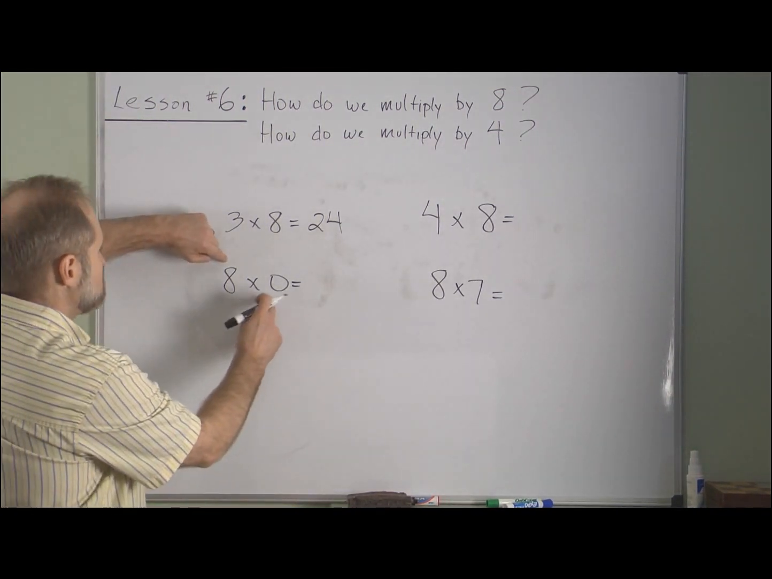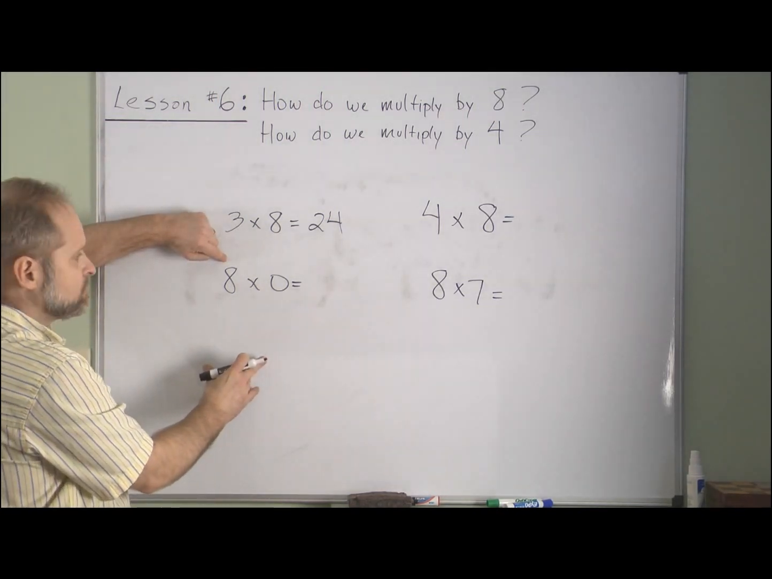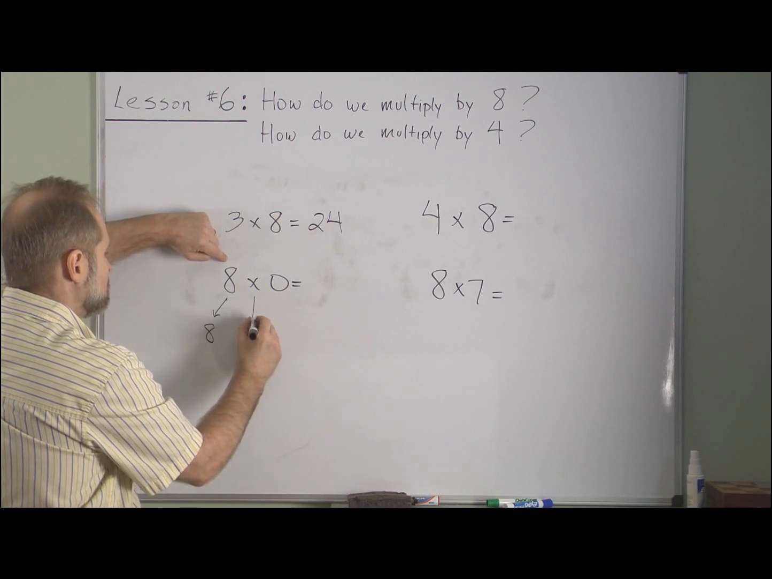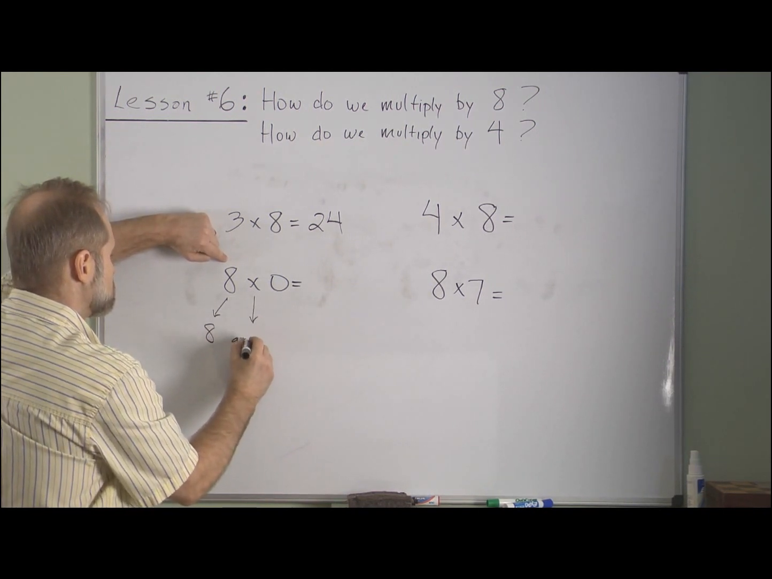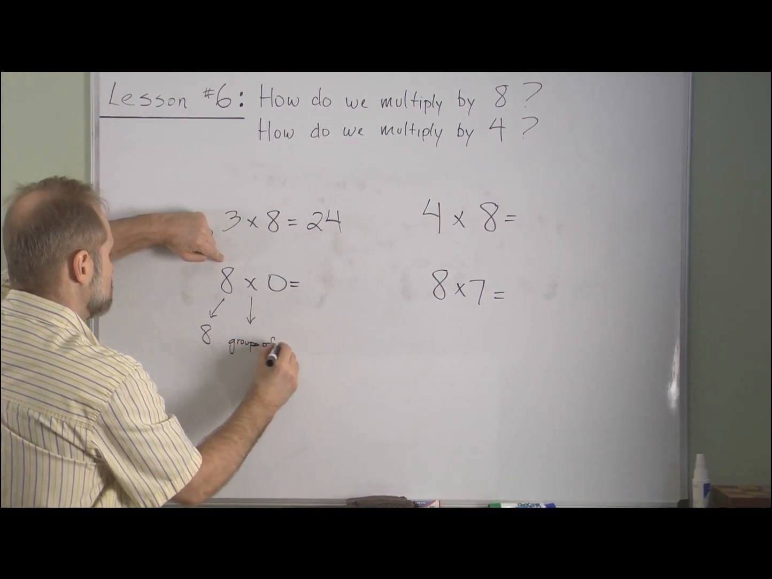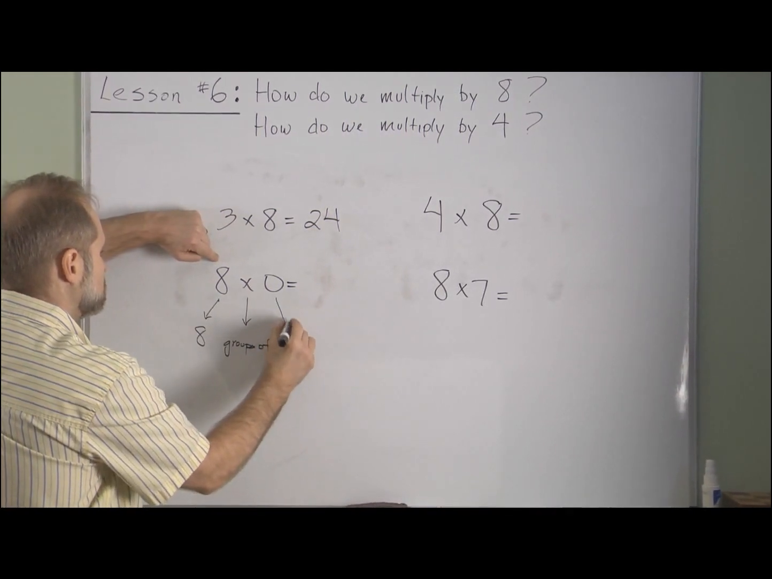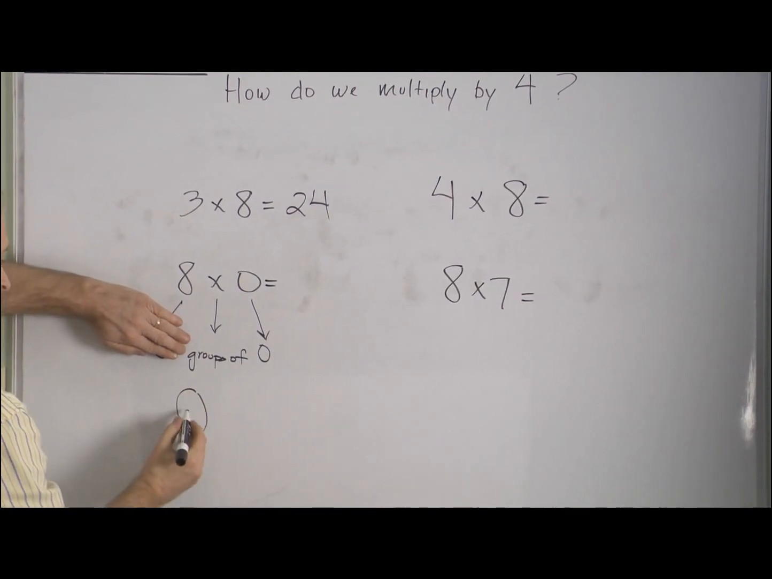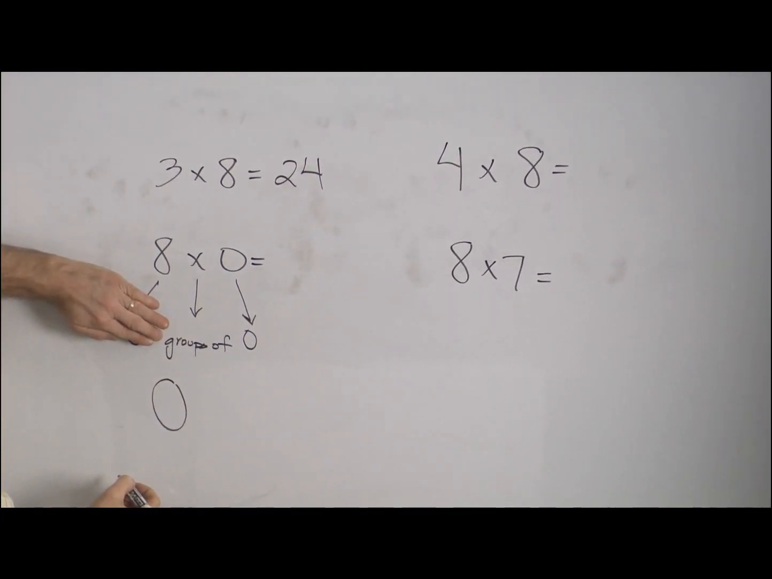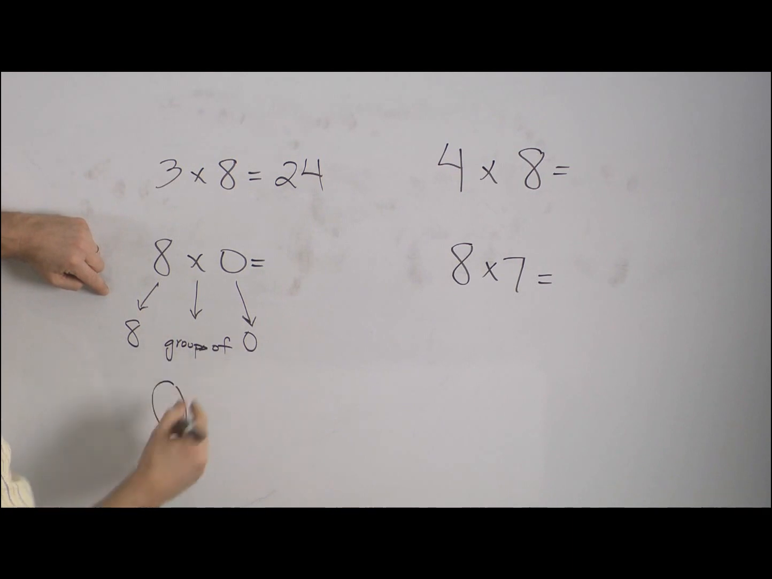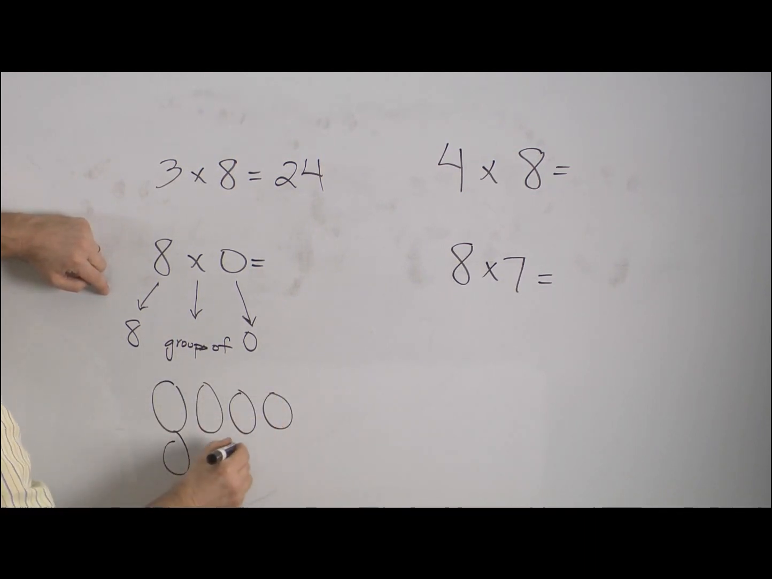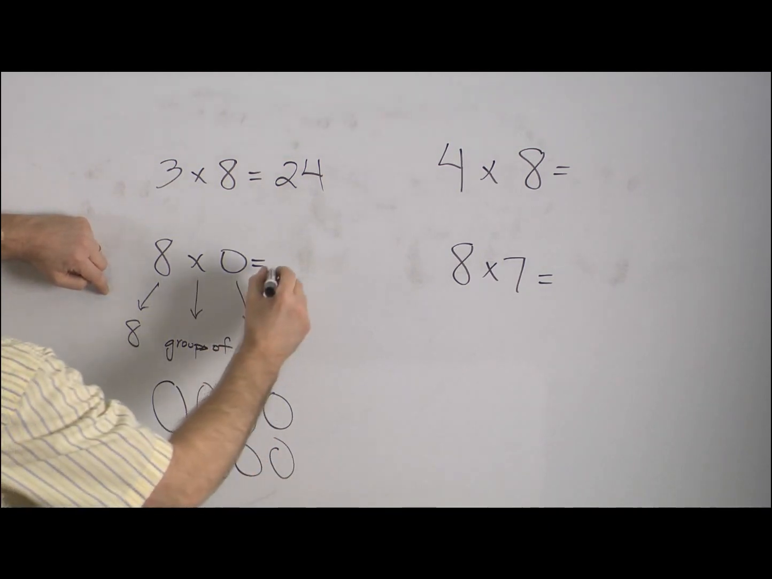Here we have 8 groups of 0. We haven't done this in a while, but I want to have us take a look at this the old way. 8 groups of 0. Well, what does a group of 0 look like? Well, here's a group. We don't have any dots. So if we have 8 groups of 0, it's going to be 8 of these circles with no dots. How many dots do we have altogether? No dots. So the answer is 0.